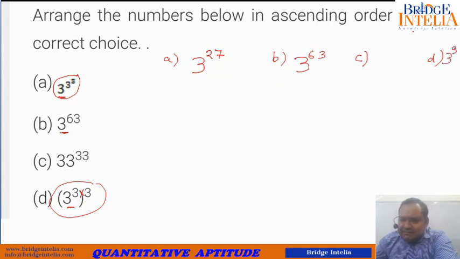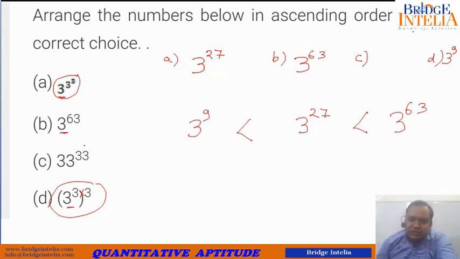Now these three are comparable, but the problem lies with option C. We don't know where option C will lie. So let's put option C aside and let's compare these three options first. So the question is, we have to arrange them in ascending order. So ascending order means smallest first and largest at the last. So which of these is smallest? So 3 to the power 9 is smaller than 3 to the power 27, which is smaller than 3 to the power 63. But we are not sure about option C.